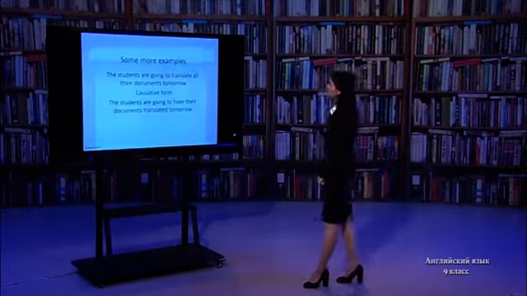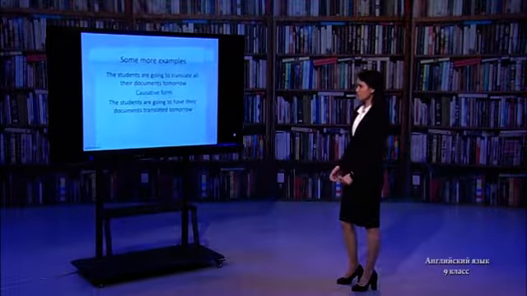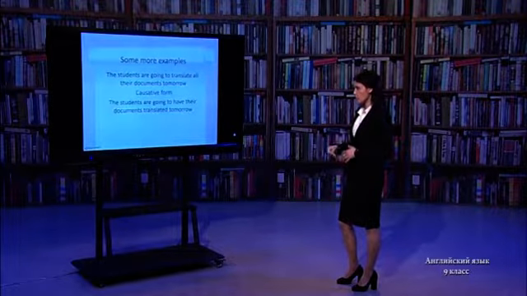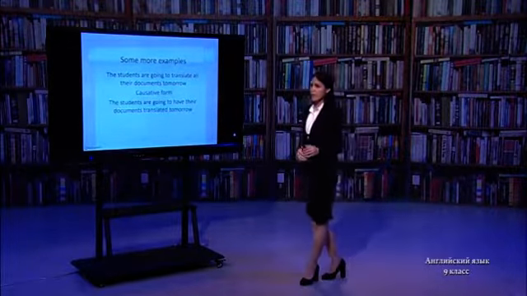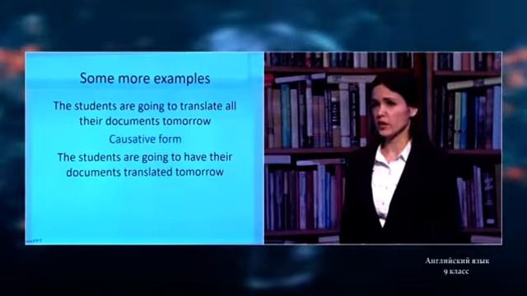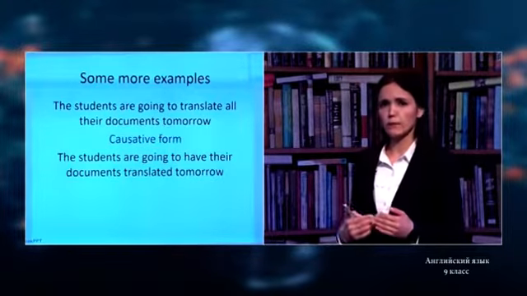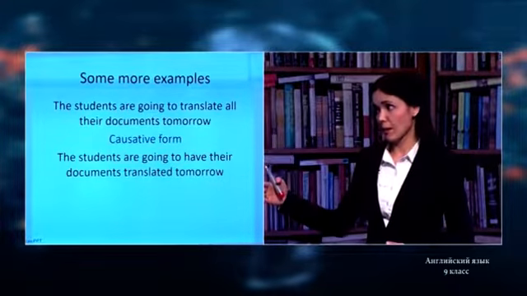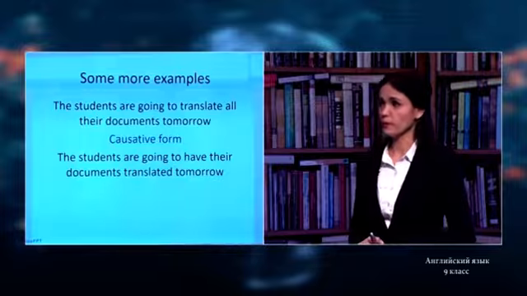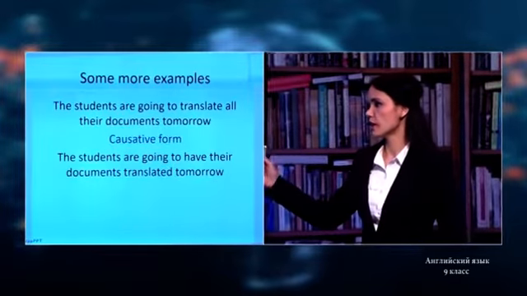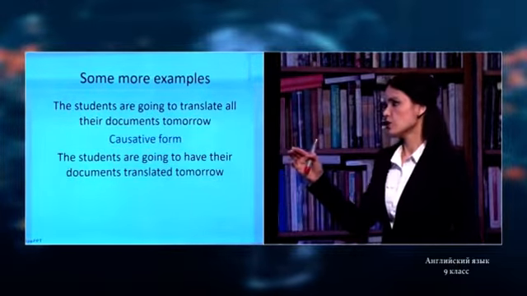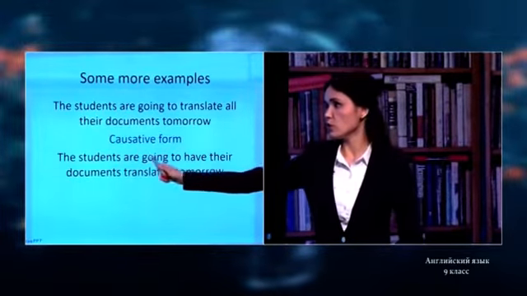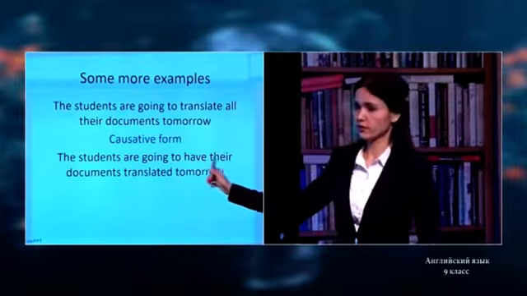Well, some more examples. Students are going to translate all their documents tomorrow. That means they're not going to translate by themselves. Because they're not translators, they just need a person who can translate it. Well, in this example, we can use causative form. Well, students are going to have their documents translated tomorrow. You see the signal word future tense, and you use here are going to have.